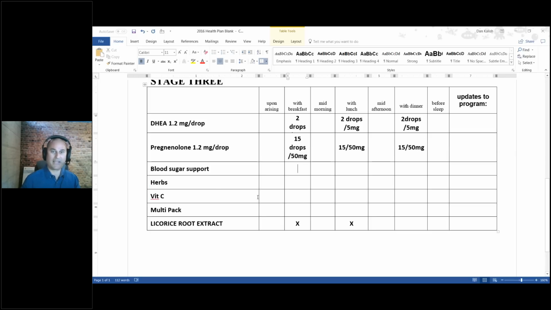All right. And then because it's a stage 3, you would also use the licorice root extract, in this case with breakfast and lunch, but don't do it with dinner because it can keep people awake at night. All right. And then the generic support that we put in every program, blood sugar, herbs, vitamin C, and then the multi-packs. So that's one example. And let's see here, let me pull up another one. It's just another extreme.